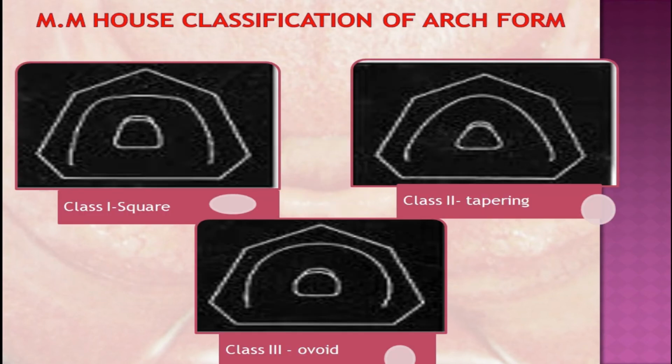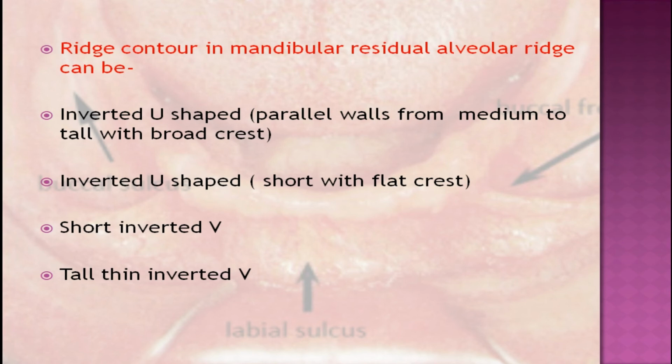House has classified the arch forms, and in the cast, when you view it, you can see as in the picture: class 1 square, class 2 tapering, and class 3 ovoid. The ridge contour in the mandibular residual alveolar ridge can be an inverted U shape, that is, parallel walls from medium to tall with a broad crest, an inverted U shape that is short with a flat crest, a short inverted V, or a tall inverted V.